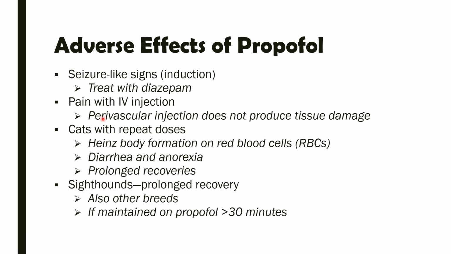For cats with repeated doses, it can cause the formation of Heinz bodies, particularly on the red blood cells. When we say Heinz body formation, that is the condition wherein the RBCs are being tagged for destruction, and it can result in the development of Heinz body anemia. It can also cause diarrhea and anorexia in cats, and prolonged recovery.